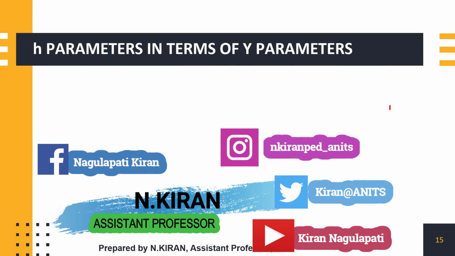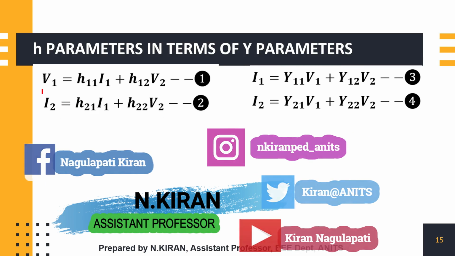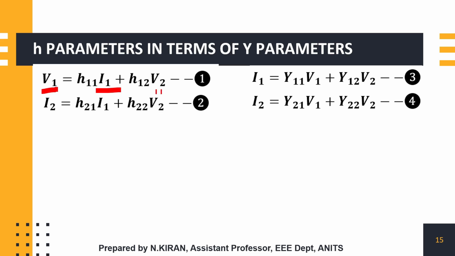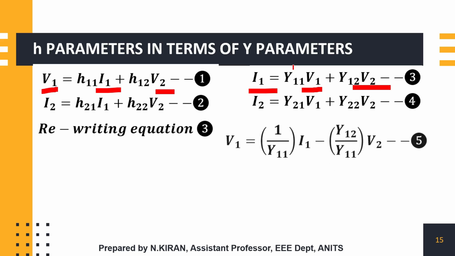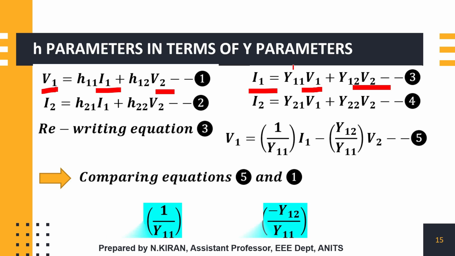So the next is H in terms of Y, writing the standard equations. When I compare the variables, here I have V1, I1, V2. Here I also have V1, I1 and V2. So the variables are the same. So I am rearranging the third equation in a suitable manner so that I can compare it with the first equation. Comparing the fifth as well as the first equation will give me H11 to be 1 by Y11 and H12 to be minus Y12 by Y11.